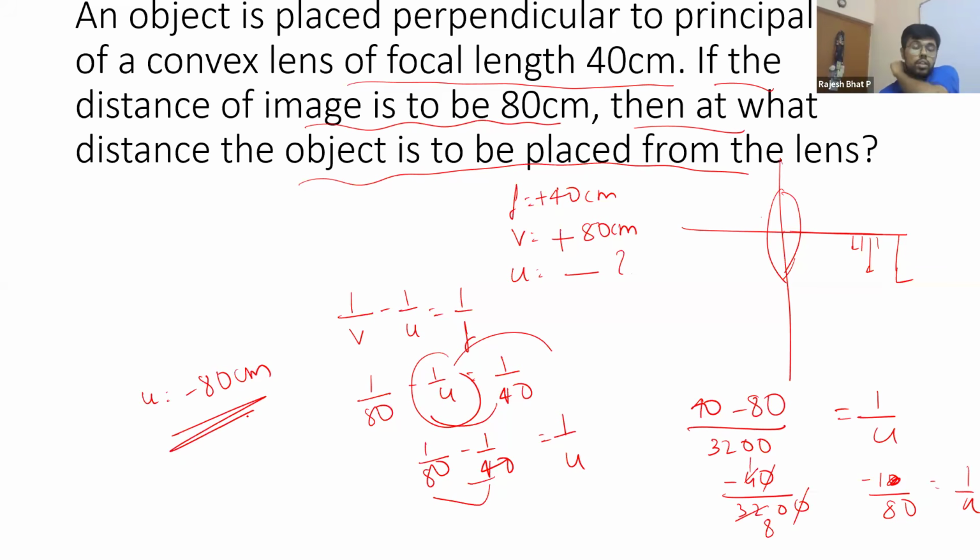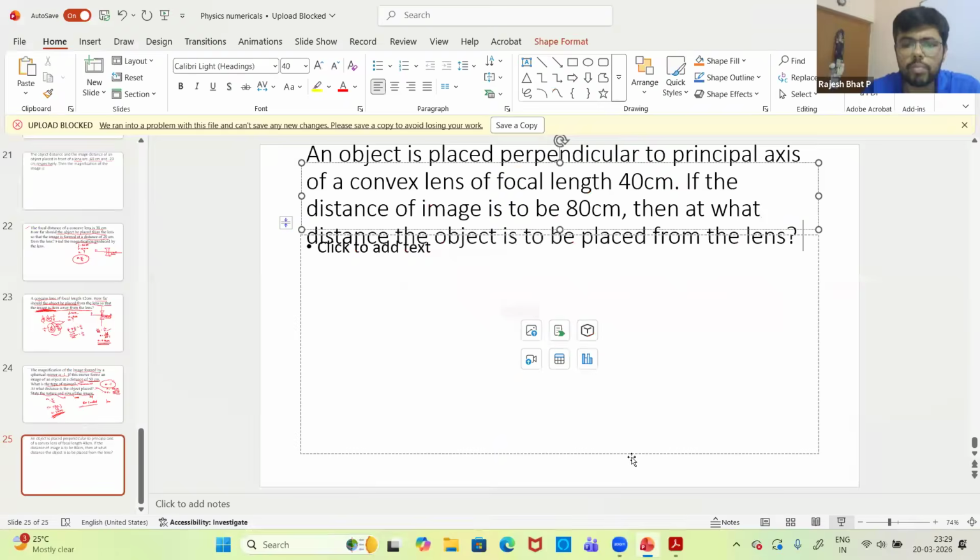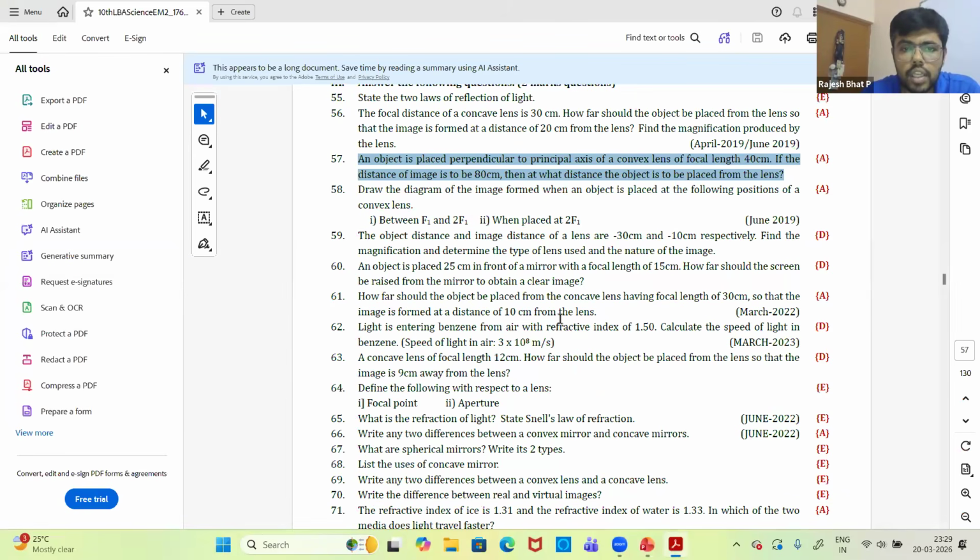So this problem is again a direct, simple 2 marks problem; 2 or 3 marks can be asked. Let's take one more problem from LBA and finish this, about a mirror.